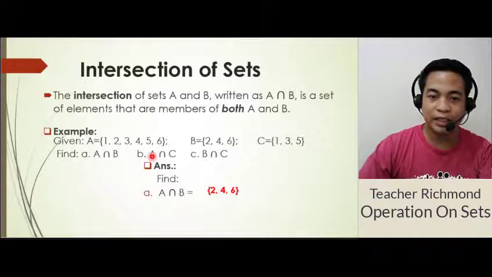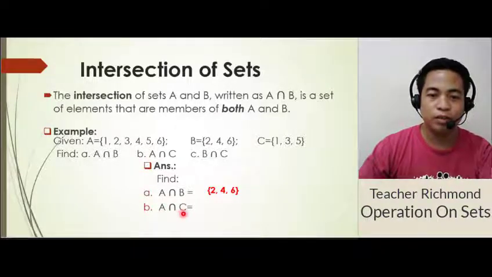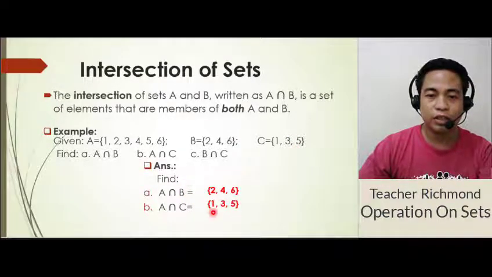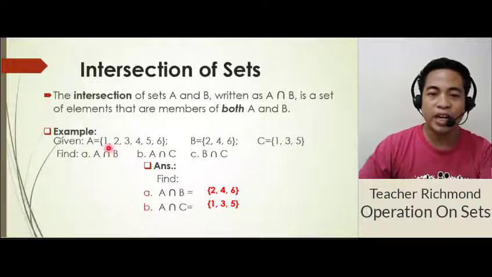Alright, so let's answer the second example. What about intersection of A and C? So you will just look at set A and set C, and you will find immediately what are the elements in set A that are also present in set C, and therefore you can immediately answer that the intersection of set A and set C are 1, 3, 5. Why? Because 1, the element 1 in set A is present in set C, and the 3 that is present also in set A is present in set C, and 5 also in set A is present in set C. Therefore, the intersection of set A and C are 1, 3, 5.